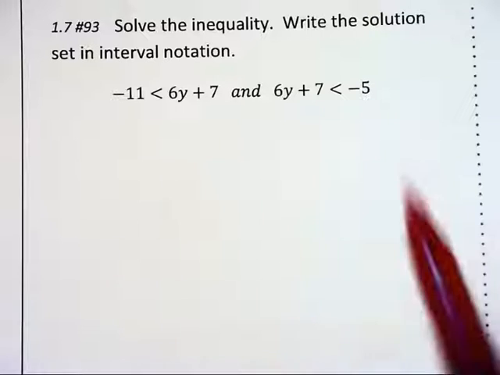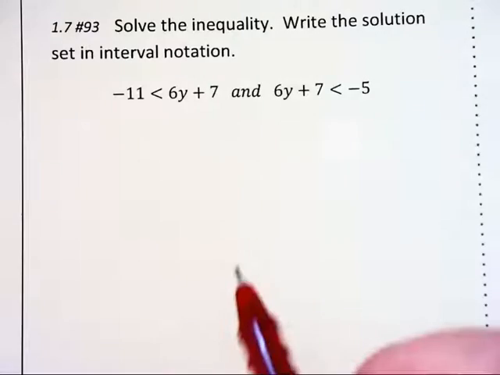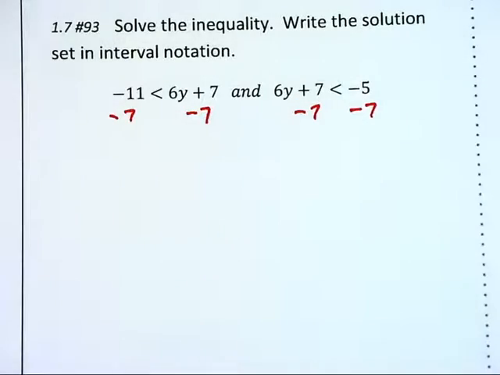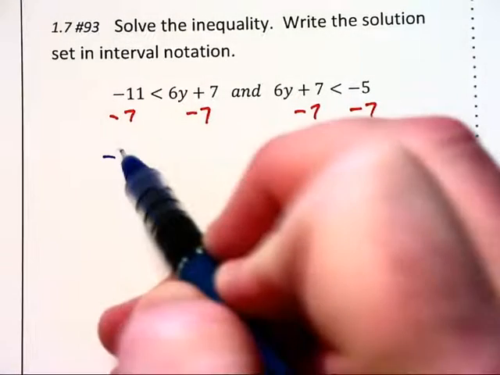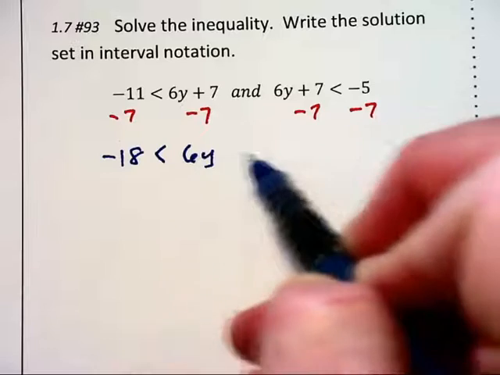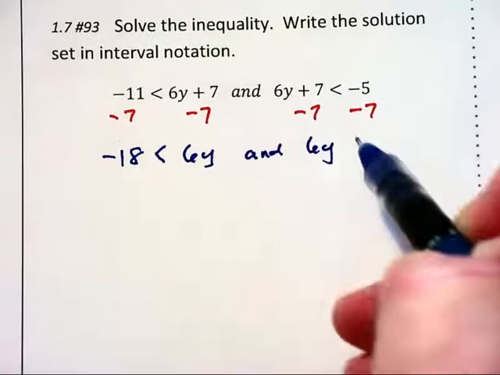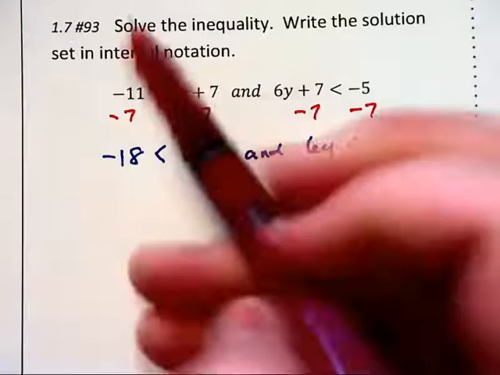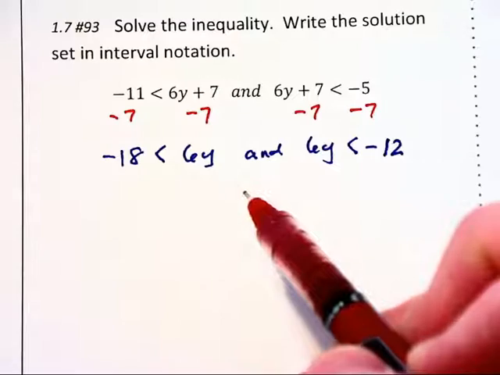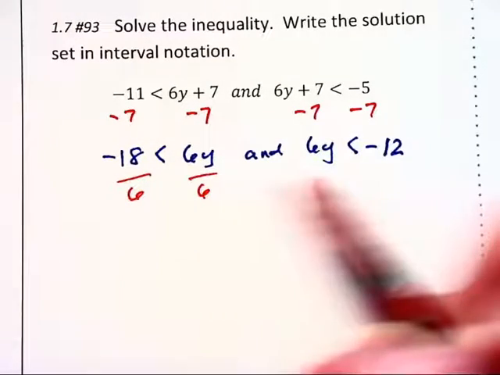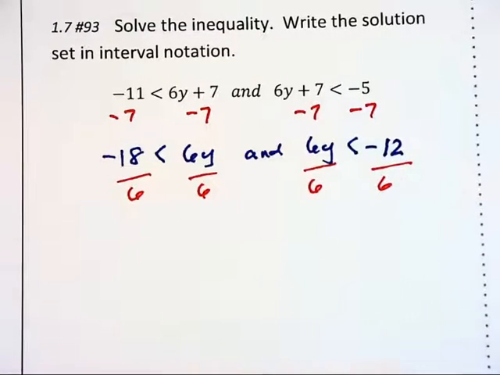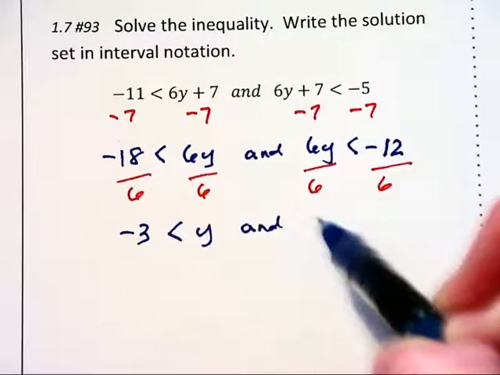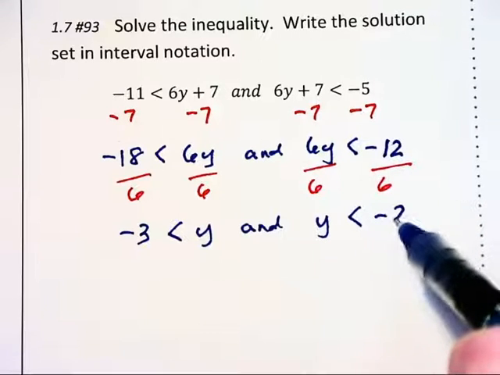In this next problem, we have two inequalities joined by the word and, so let's solve each of these separately. Subtracting 7 from each side, we get negative 18 is less than 6y, and 6y is less than negative 12. We then want to divide each side by 6, and we will have negative 3 is less than y, and y is less than negative 2.